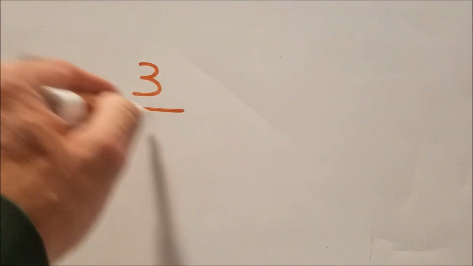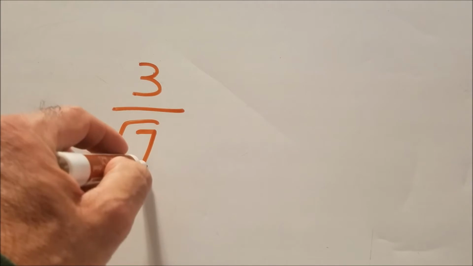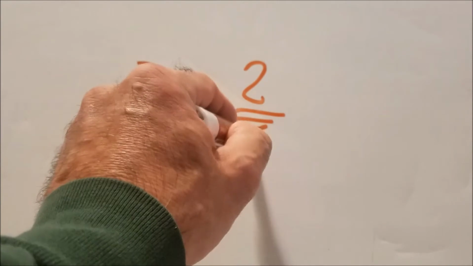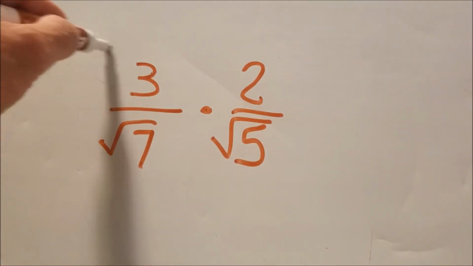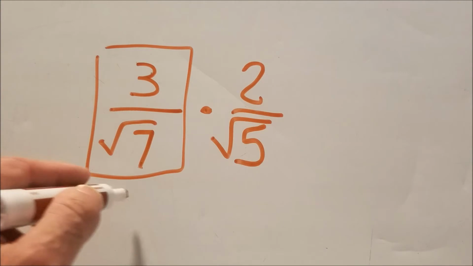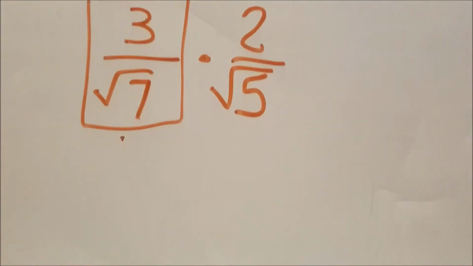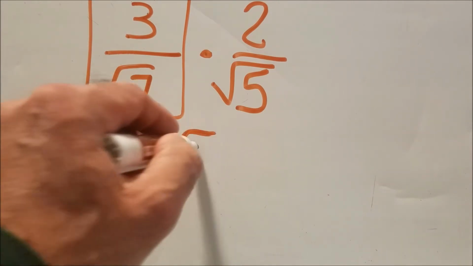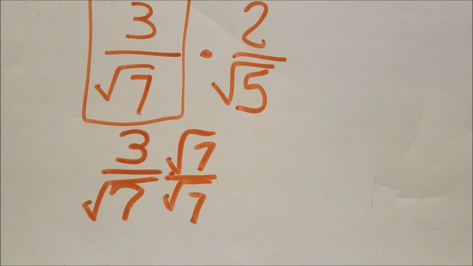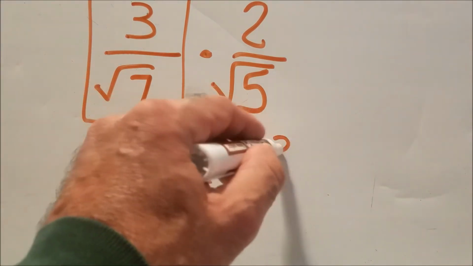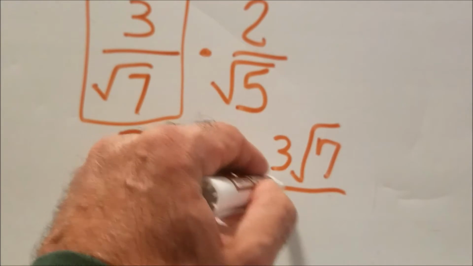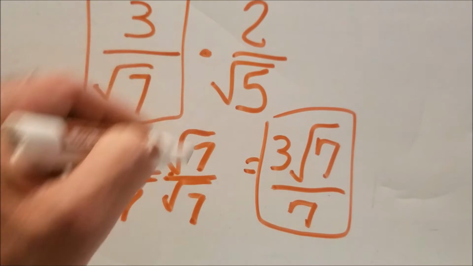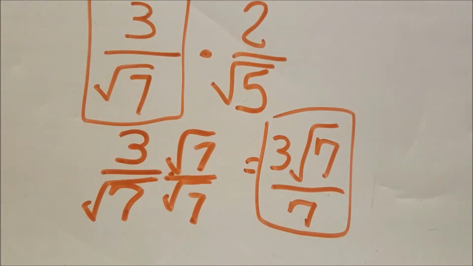Let's say we had 3 square root of 7, and we want to times it by, let's say, 2 square root of 5. So first we should rationalize the fraction here, right? So I'm going to say, we'll just bring this down, right? We'll have 3 square root of 7, and we'll times it by the square root of 7 on both sides, right? And here we're going to get 3 square root of 7 over 7, because 7 times 7 is 49. So we rationalized this one already, and then we'll multiply it by rationalizing the other one.